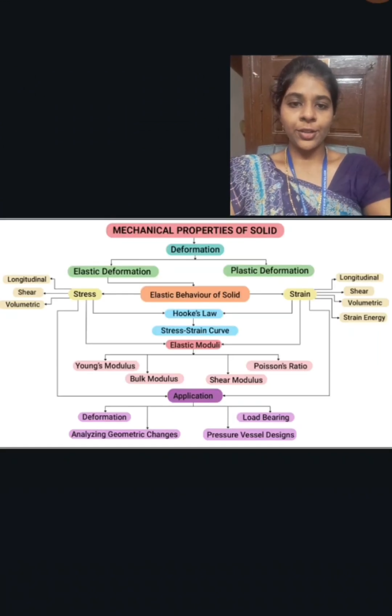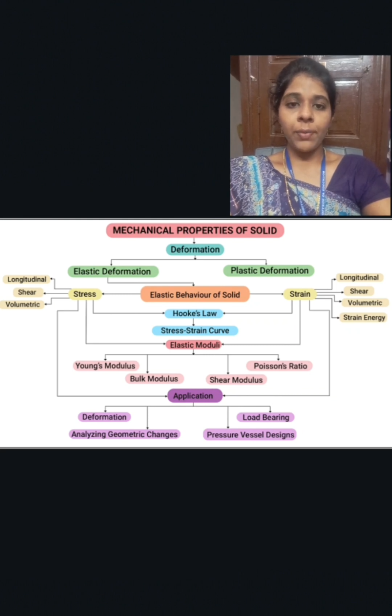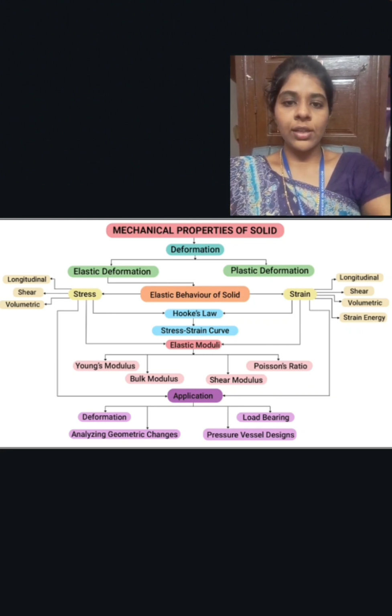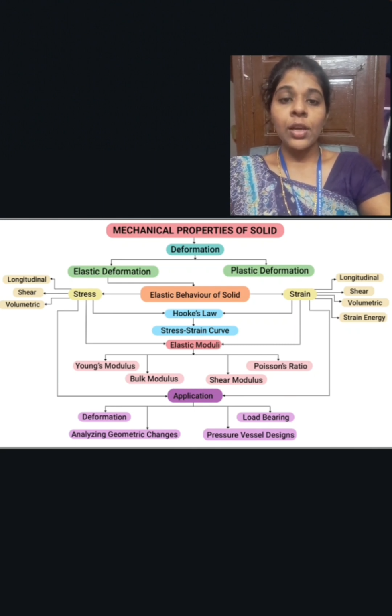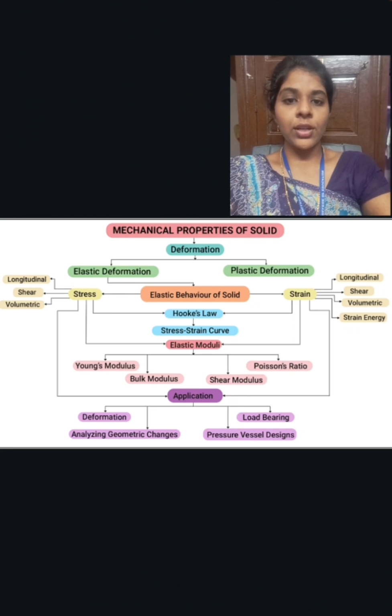Let's come to the conclusion. We saw about the mechanical properties of solids. In the mechanical properties of solids, we saw elasticity and plasticity. From that, we saw stress, strain, Hooke's law and elastic moduli. We can divide elastic moduli into Young's modulus, shear modulus and bulk modulus.